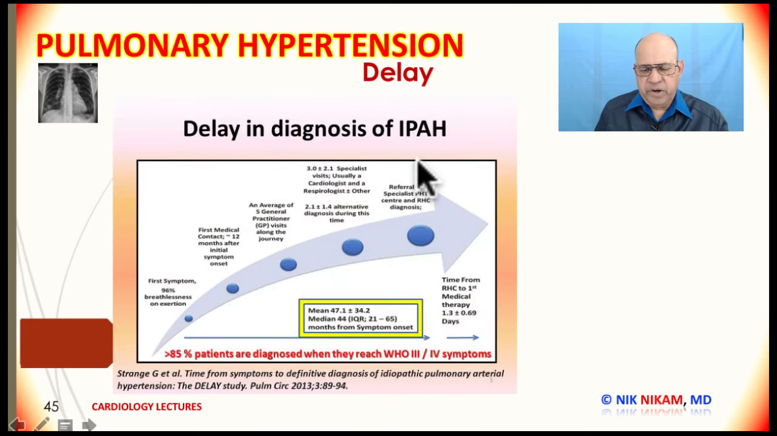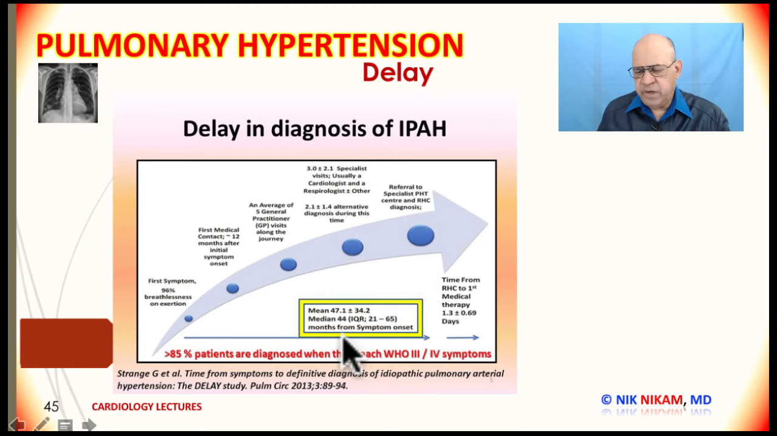Another important point I want to emphasize is the delay that is involved in diagnosing patients with idiopathic pulmonary arterial hypertension. Because they are having minimal symptoms to begin with, they are generally not diagnosed until they reach a far advanced stage. By the time we diagnose these patients with pulmonary hypertension by echocardiography and right heart catheterization, they may be in stage 3 or 4. As a result, the disease progresses very rapidly.